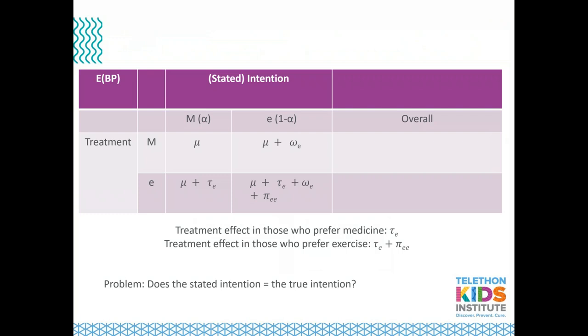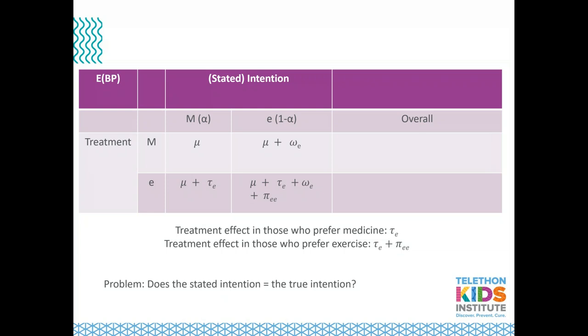And so because you've elicited the preferred treatment, or at least what they've stated that they prefer, then you can actually measure the treatment effect both in those who state that they prefer medicine and in the group who state that they prefer exercise. And so if you can elicit from your patient whether they prefer medicine or they prefer exercise, then data from a trial like this might actually be more informative for predicting their treatment response to either medicine or to exercise.